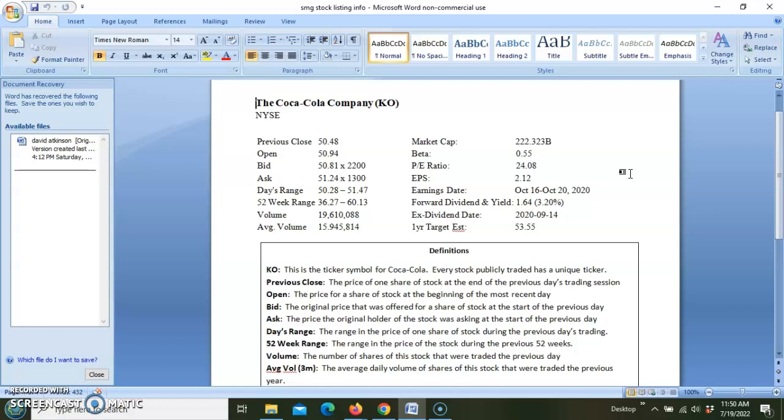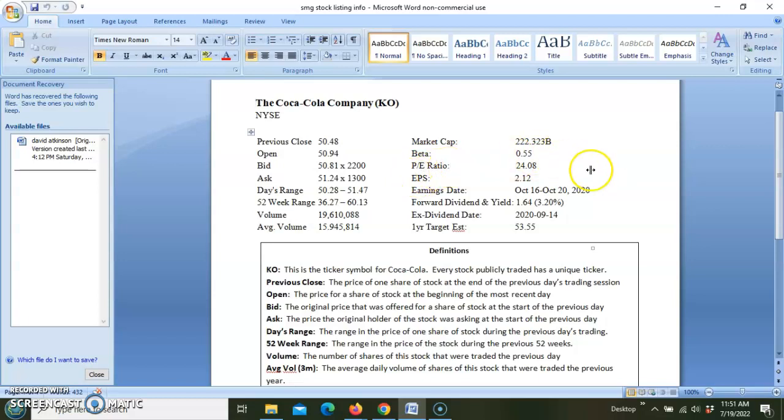To me, a PE ratio between about 20 and 40 or 50 is a good PE ratio. Once it gets higher than 50, I start to get a little bit worried that the stock could be overpriced. And if it's lower than 20, I worry that maybe this company's future isn't all that great.